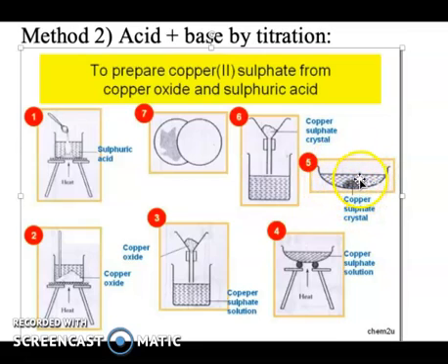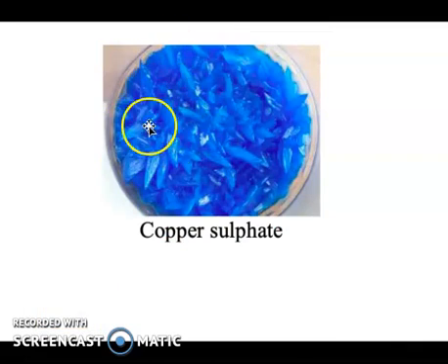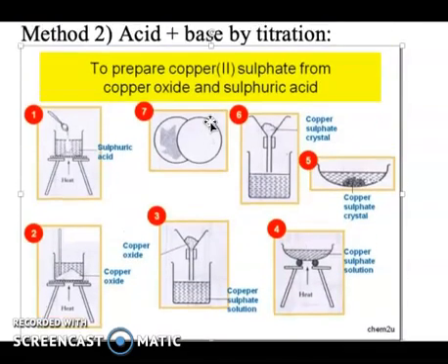So this solution is again filtered with the help of filter paper and a funnel, and you can see the liquid is here in this beaker and the copper sulfate crystals are up on the filter paper. And the last step is that the filter paper is dried and hence you get the crystals of copper sulfate. Now see, students, these are the crystals of copper sulfate. So how it is formed, you saw.